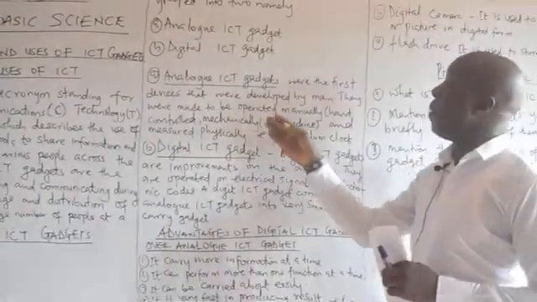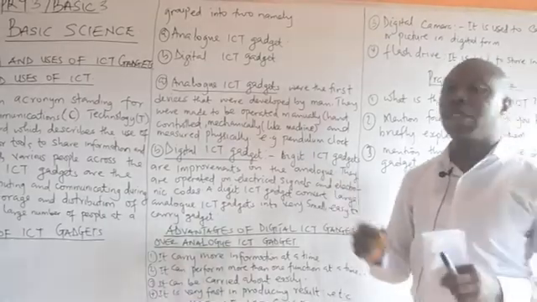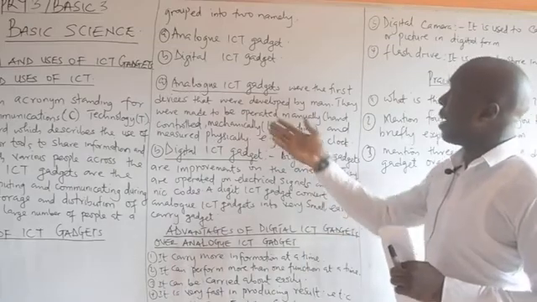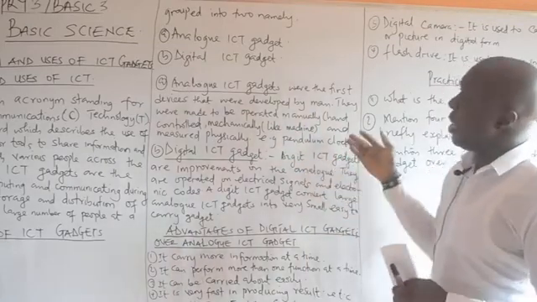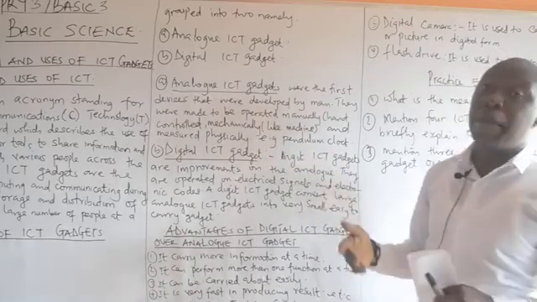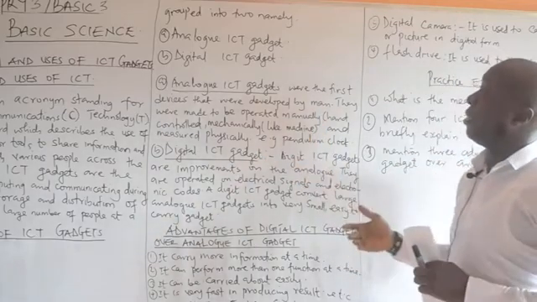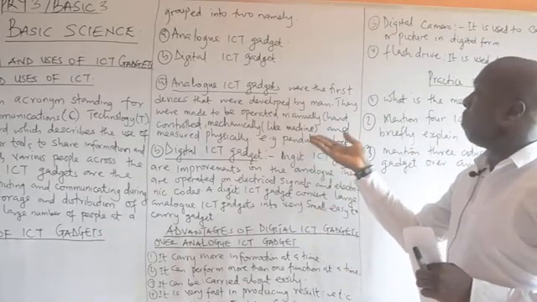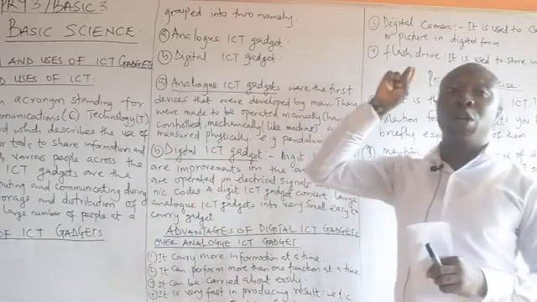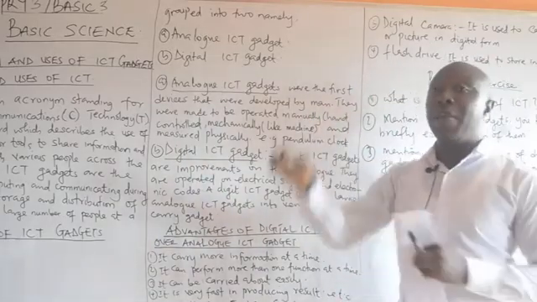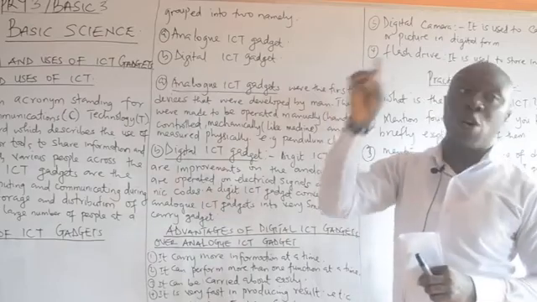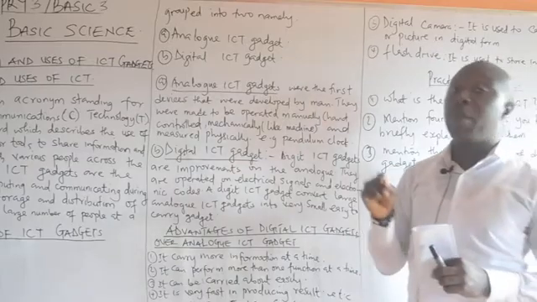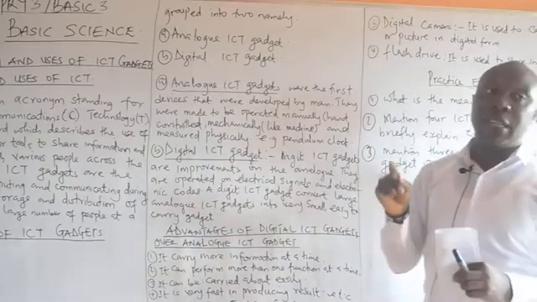They were made to be operated manually, that is, they use hand in most of their operations to control them mechanically, like machines. And they measure physically. Examples of analog information communication technology gadgets include the pendulum clock. Most of those clocks we used during the olden days normally have a pendulum. Normally, once it is 1 o'clock, it will ring once. So that pendulum clock is a good example of analog ICT gadgets.